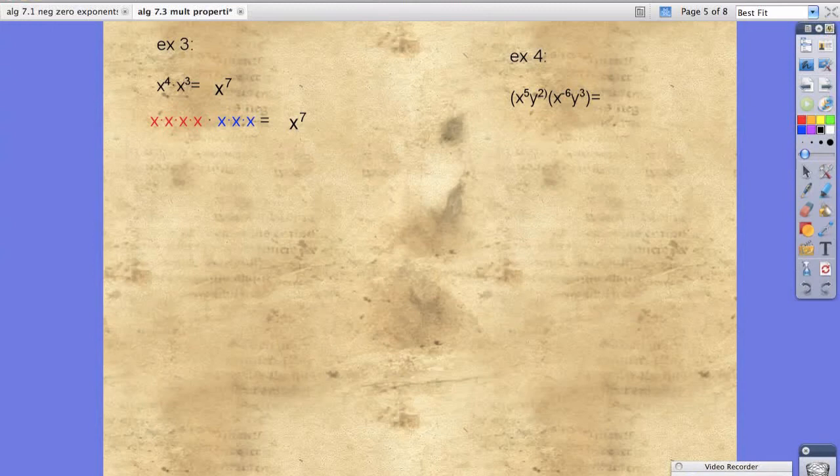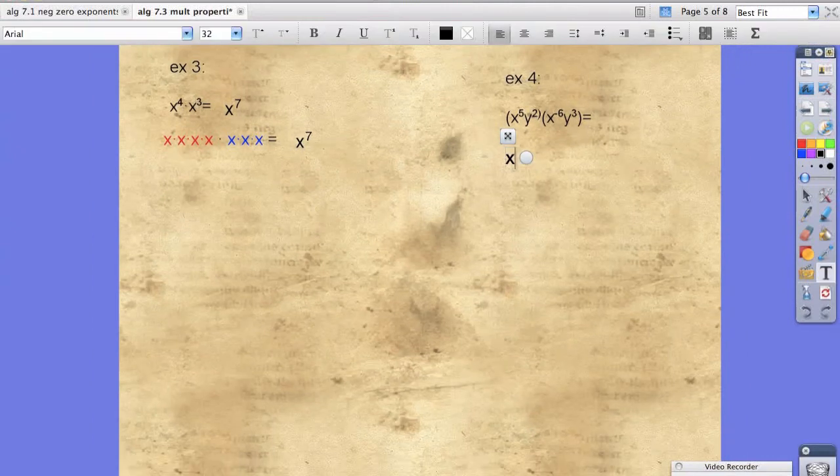So now, for example 4, notice that we have x to the 5th times x to the negative 6th. Hopefully by now you've realized that as we multiply exponents with the same base, like notice they're both x's, we're just adding their exponents. So really we have x to the 5th plus negative 6, and we have y to the 2nd plus 3. Now if you simplify that, you get x to the negative 1st power, y to the 5th. And that's your final answer.